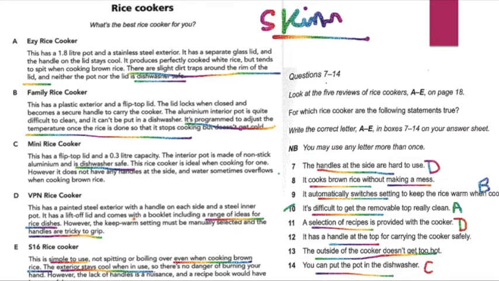Then we have simple to use even when cooking brown rice. So there was brown rice without making a mess. So simple to use without making a mess and cooks brown rice. So 8th is E. Exterior stays cool when in use. So the outside of the cooker doesn't get too hot. So doesn't get too hot or stays cool is the same thing. So that would be again E. So I hope you can see how the paraphrasing is done and how difficult it can get to paraphrase it properly.